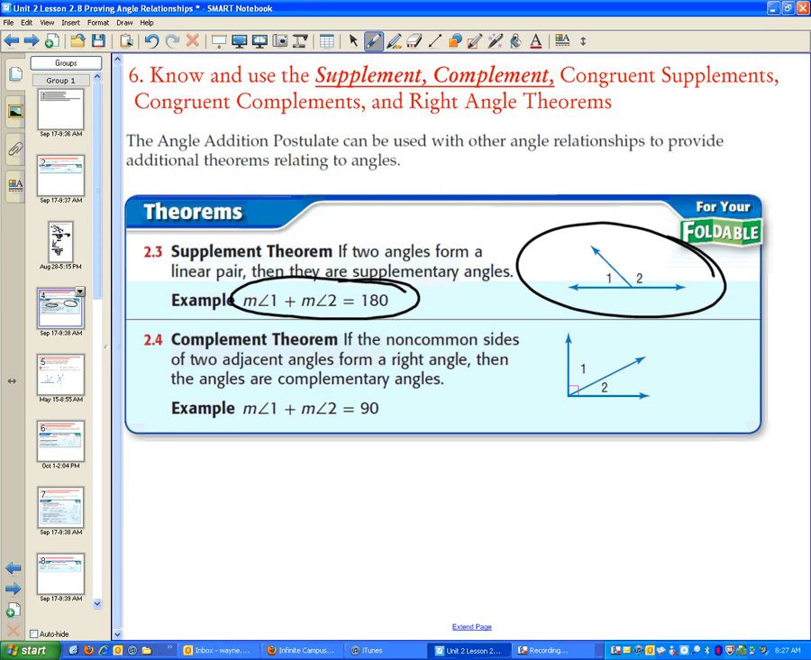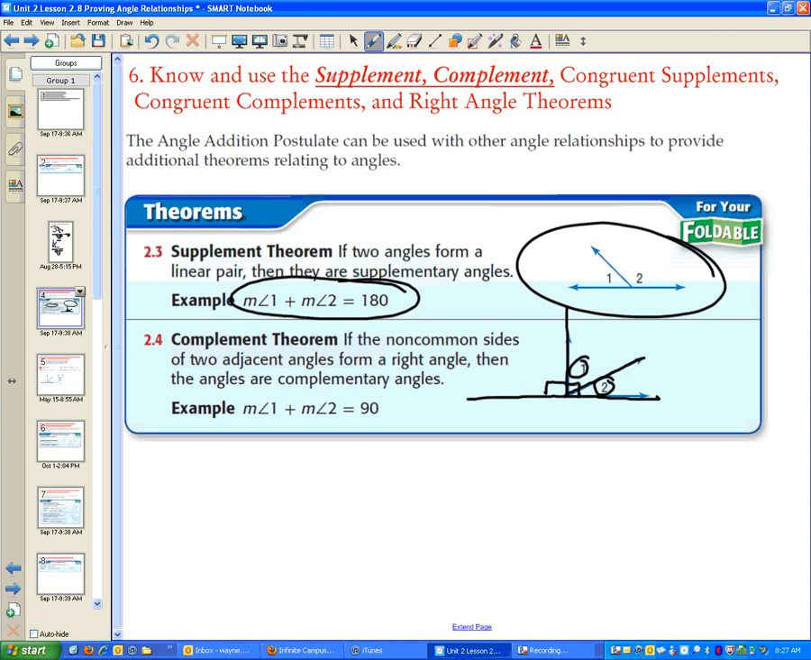The complement theorem. We never actually said this as a statement, but we did use it. It says if the non-common sides of two adjacent angles form a right angle, then the angles are complementary angles. What we usually had before is this kind of diagram, and they'd put the little perpendicular symbol over here, and we'd say, if that's a right angle, then if I add these two measures together, I have to get 90. We kind of explained it instead of using a theorem.